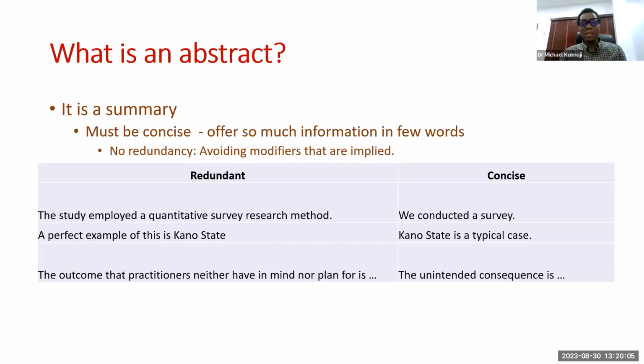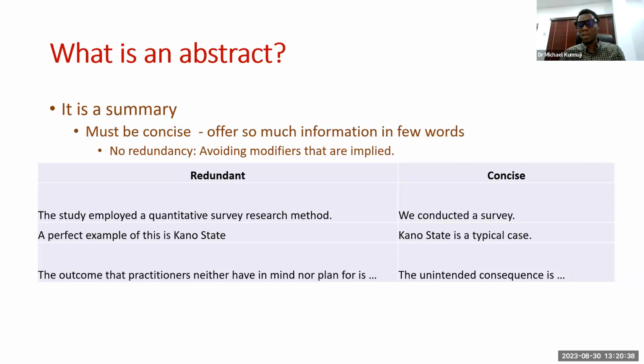And because it is a summary, it's a very small summary. Imagine, for instance, that you have a report that is running into tens of pages, sometimes hundreds of pages, and you're expected to summarize that in maybe 250 words or maybe 300 words, or maybe 400 words, then you know that you have a huge task on your hands. It means that you must be as concise as possible.